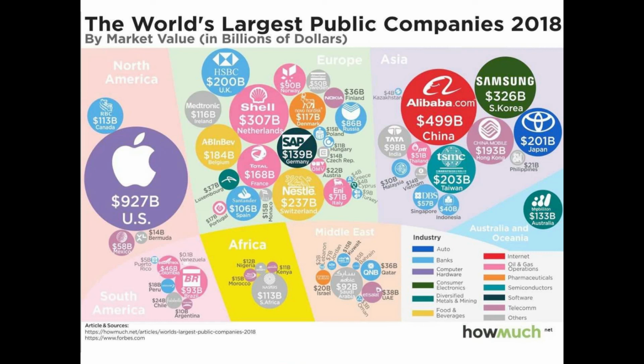Now world's largest public companies. This area belongs to Asia, and this is Europe, this is North America, this is Africa, this is Middle East, and this is South America. Apple is number 1, Alibaba number 2, and here I am very much surprised at India, Tata is leading, the world's largest public company. What about the other names we are listening to on the news every day? Ambani and Adani. Where are they? They are nothing.